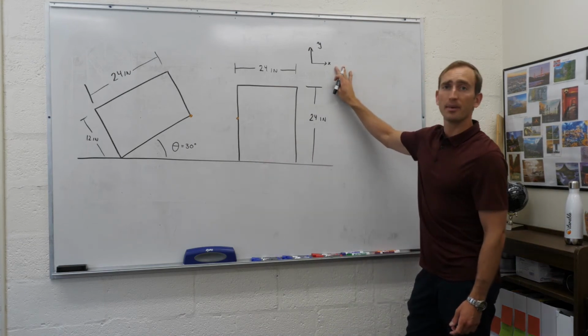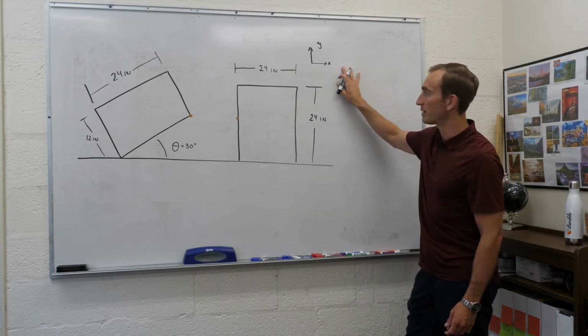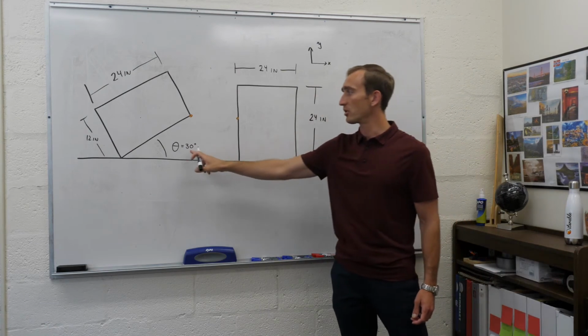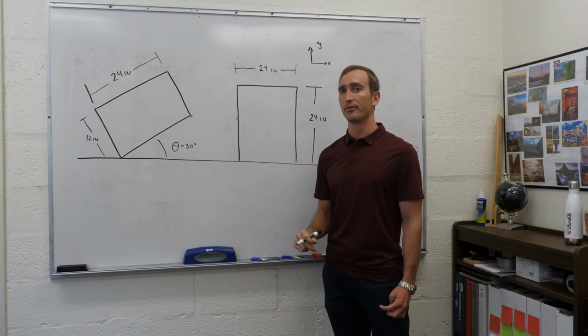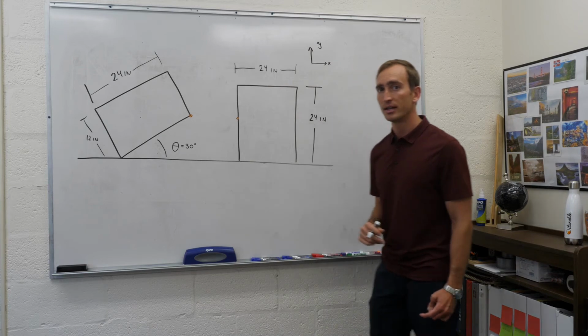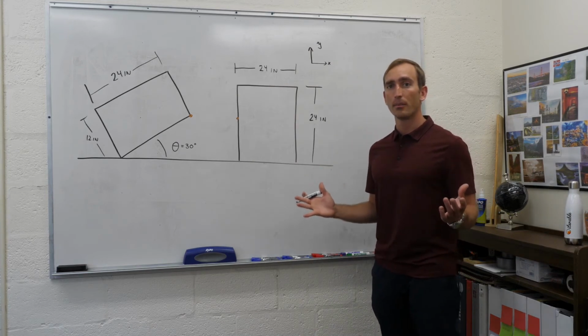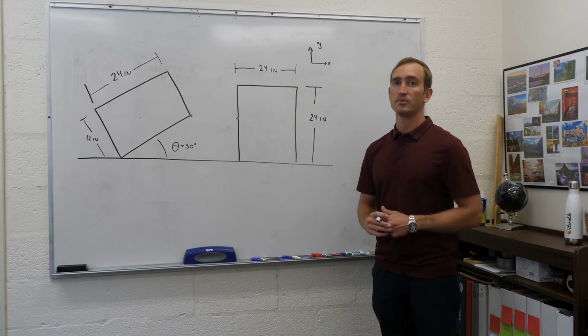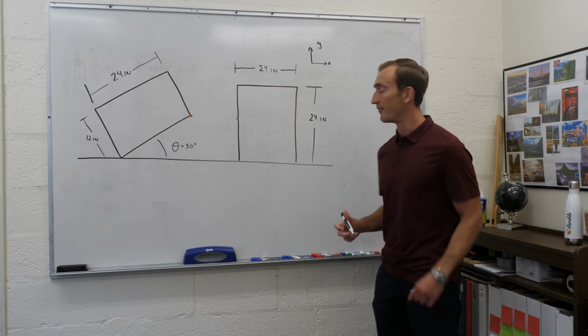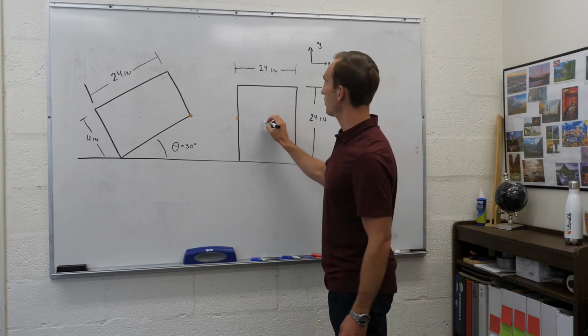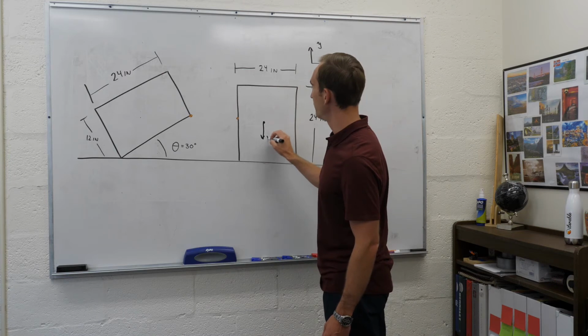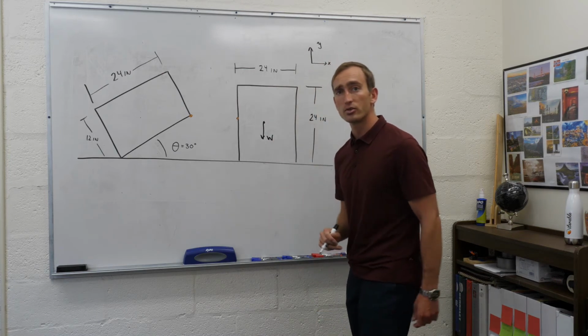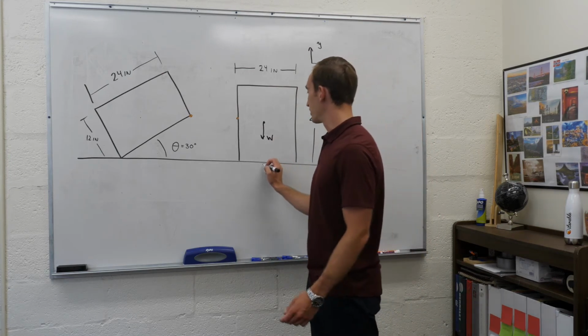I've also indicated my XY axes up here, that'll be important, and I've also included the angle that the box is inclined over here, which is theta equals 30 degrees. Now the first force that I want to draw on the box is going to be the force that acts on all objects on Earth, which is the force of gravity. The weight is going to be acting right in the middle of the box, straight down. The next force that I want to draw is going to be the normal force, which acts straight up.